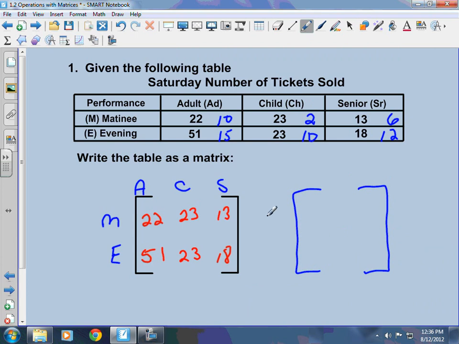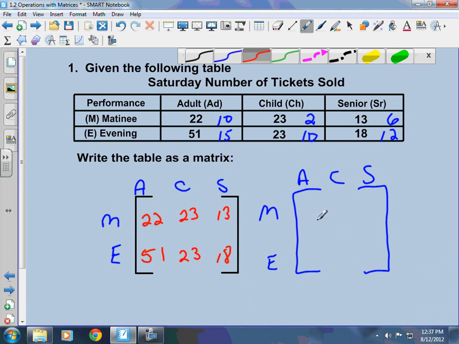Now, I do want to say that one of the most important things that students forget when they're creating a matrix is these brackets. If you do that, it is wrong. There are my headings, matinee and evening, adult, child, senior. Let's fill in the information.